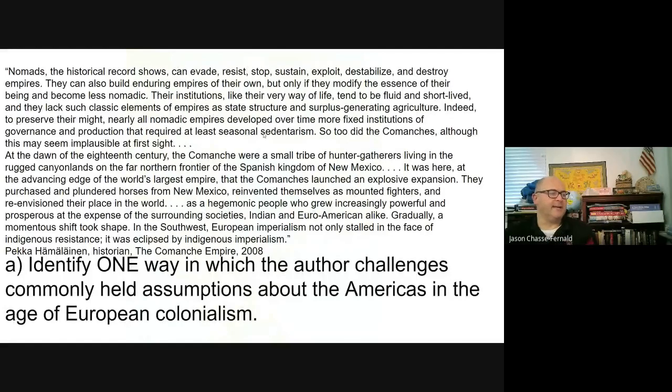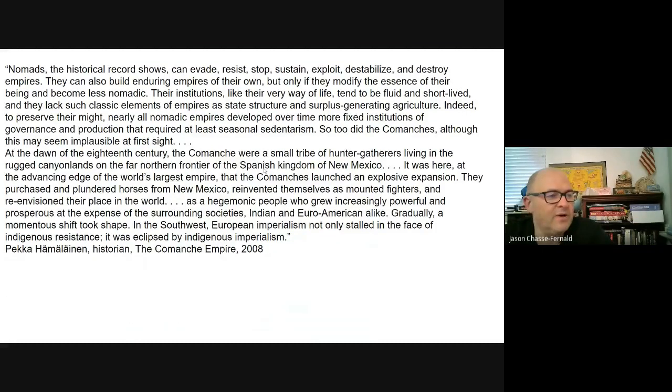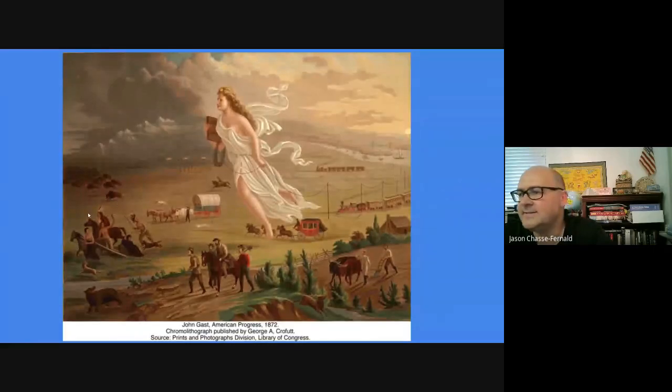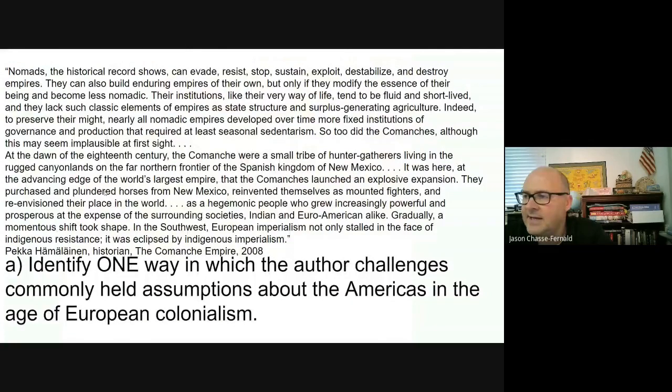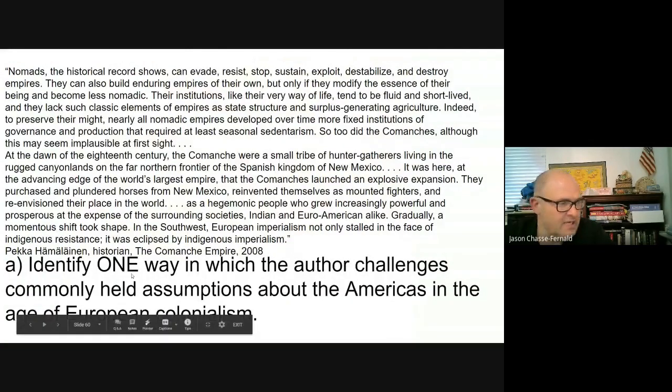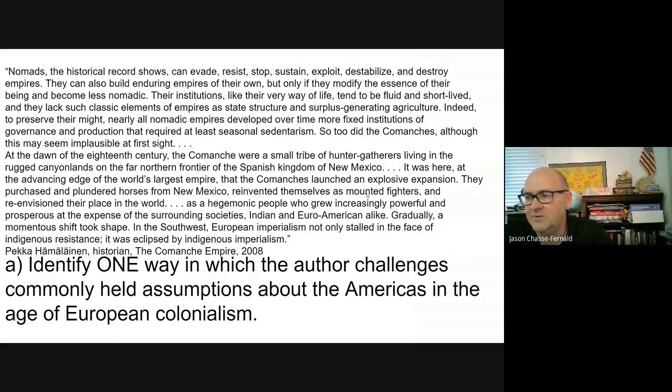All right, so here's the question that we look at in class: identify one way in which the author challenges commonly held assumptions about the Americas in the age of European colonialism. If you're looking for a hint, maybe think about this. Use this image. I think it's a pretty safe bet that this is probably the commonly held assumption that you have about manifest destiny and westward expansion. So how is the author challenging that commonly held assumption that you personally might have, or maybe you're enlightened and you assume other people might have about European colonialism?